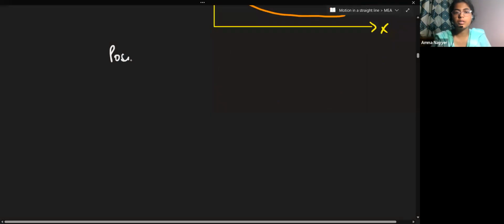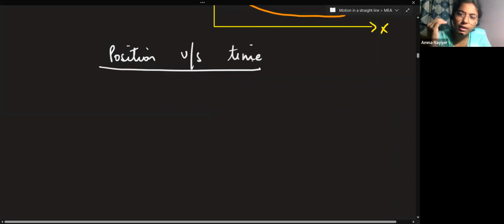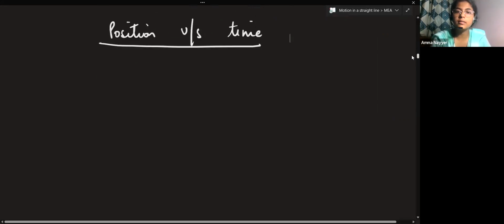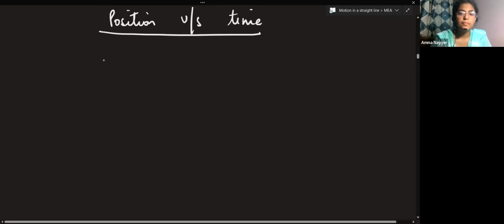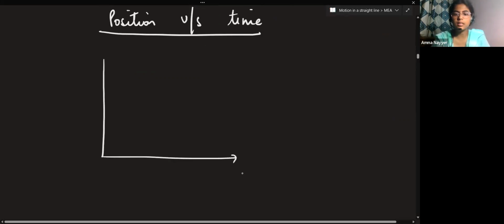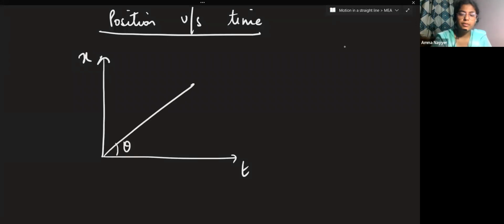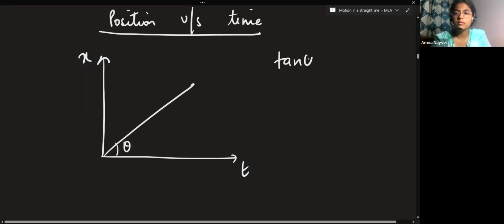Now position versus time graph. Remember, if two quantities are getting divided, it is giving you the slope. That's what we have done, no? Remember, position time graph, slope gives you what? You can easily predict this. See, let's say this is a graph. This is time. This is position x. This is theta. So tan theta will be what? Slope is tan theta.